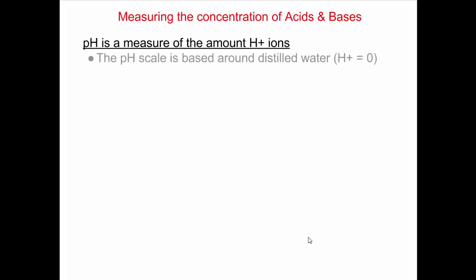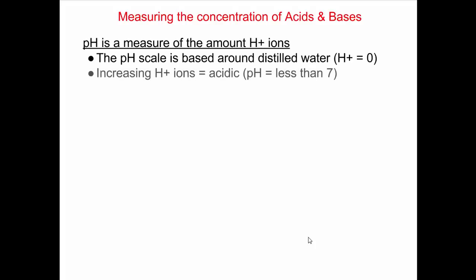When we're measuring the concentration of acids and bases, we use what we call the pH scale. And pH is a measure of the amount of those positive hydrogen ions. So the pH scale is based around distilled water that has none of those positive hydrogen ions. And so that has a pH rating of 7 on the pH scale.